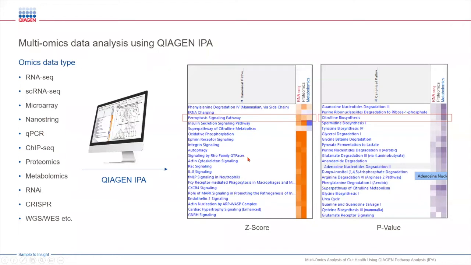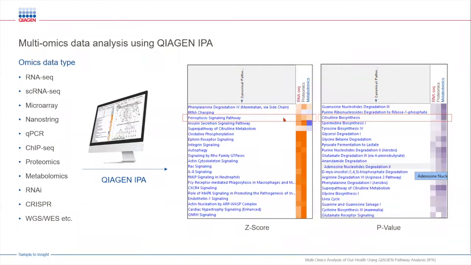So here we have a heat map with different types of omic data, like RNA-seq, proteomics, and metabolomics, which is on the x-axis. And we have different canonical pathways on the y-axis, where the orange color in the heat map predicts activation and blue color predicts inhibition. So this key pathway, such as ferroptosis signaling, is not only activated at RNA level, but it is also activated at protein and metabolite level, which is shown in orange color.